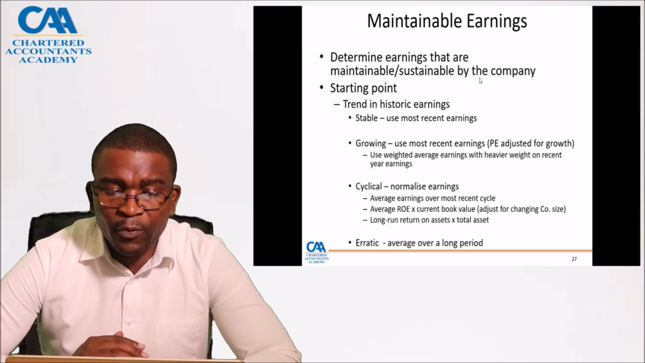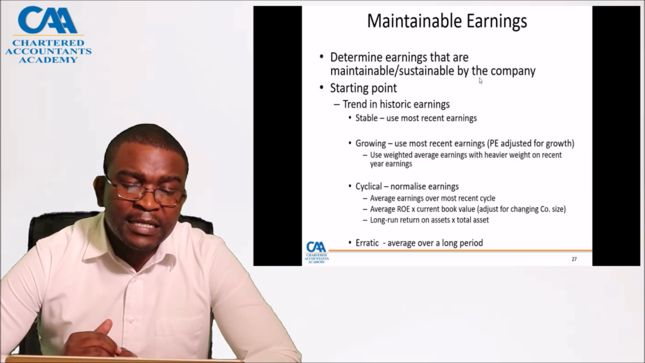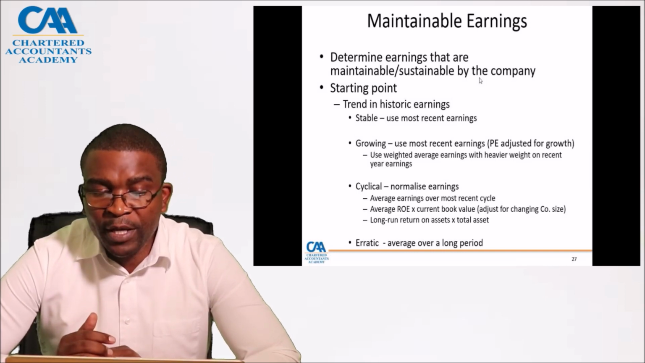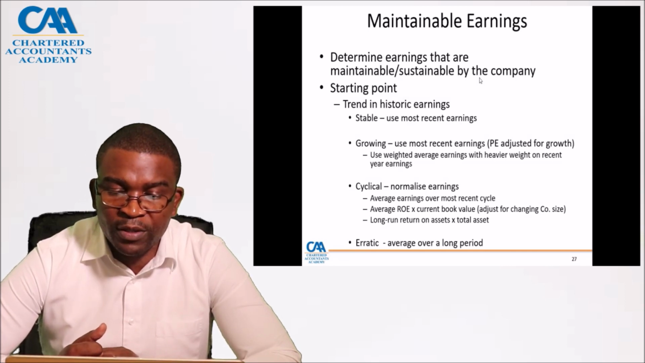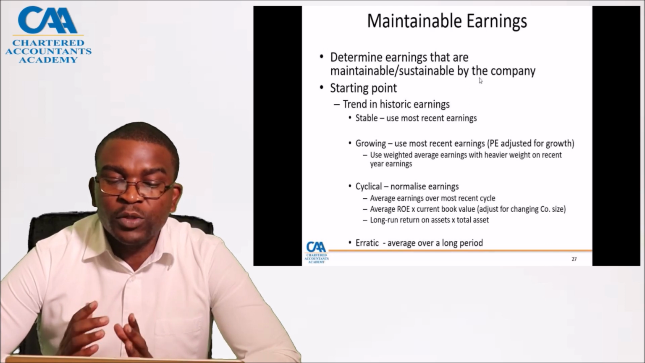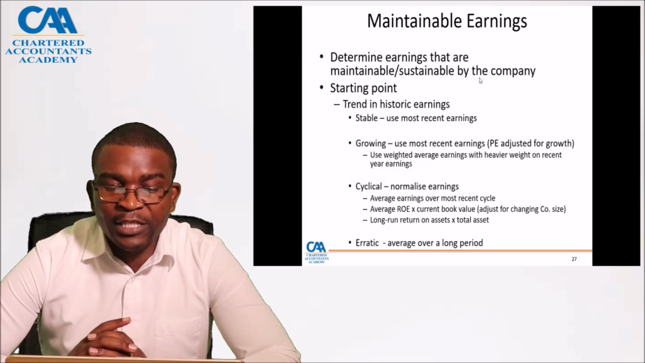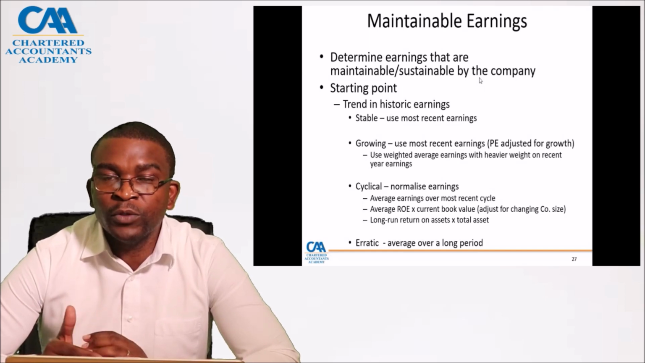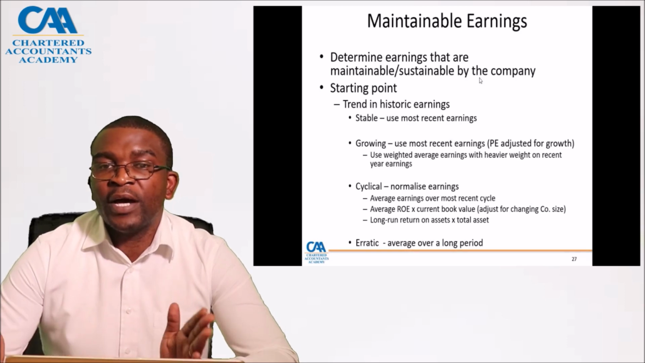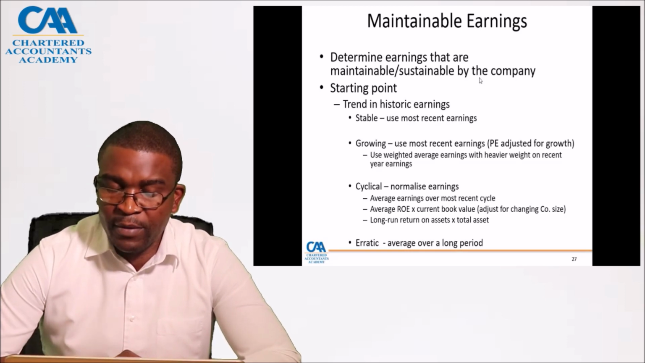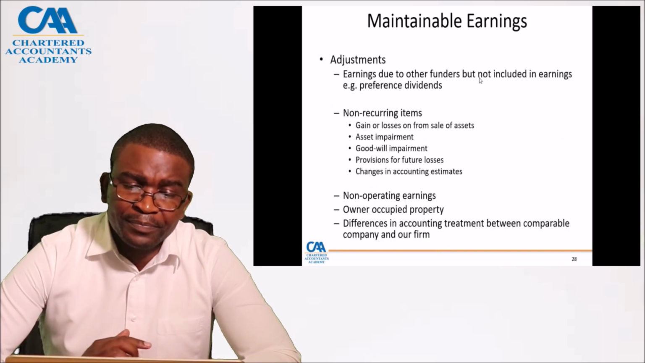If the trend is stable, where earnings are very stable, use the most recent earnings. If the trend is growing, use the most recent earnings, and you can adjust your PE for expected growth. Or you can even use a weighted average with heavier weight on the more recent earnings. If it's cyclical, normalize your earnings, which means you can average earnings over the most recent cycle. And if it is erratic, you can try and average over a longer period of time. So these are some of the adjustments that you need to do on your maintainable earnings.